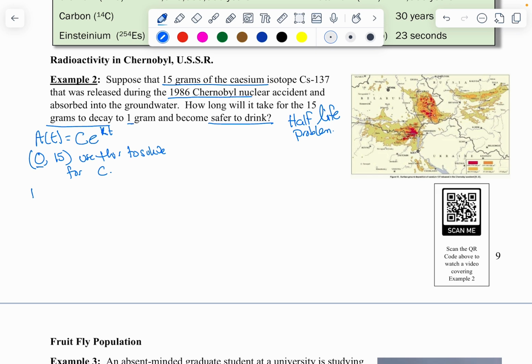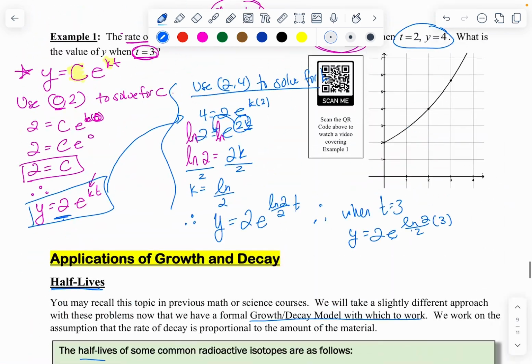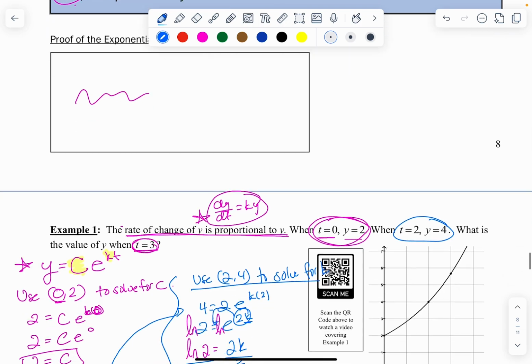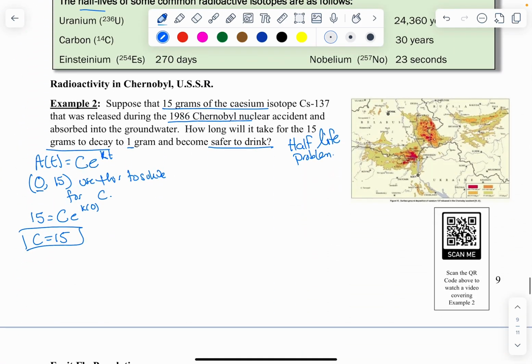So once you set this up, you got your 15. This is the amount with respect to time. You plug this in, and you see that C is equal to 15. And just like we said at the beginning of these notes, C is the initial value. So anytime they give you a value at t equals 0, that will be your C. So far, we have that A of t is equal to 15 e to the kt.